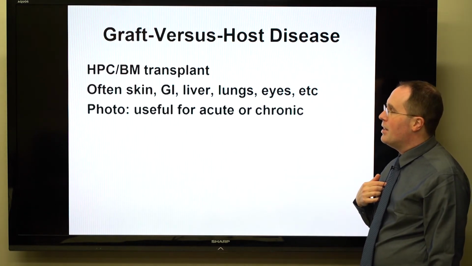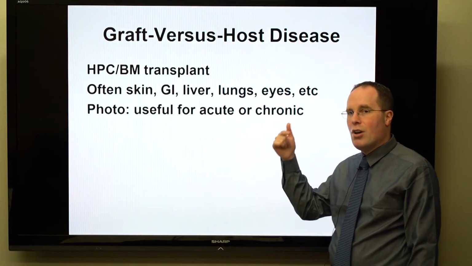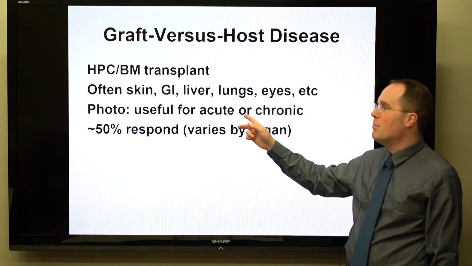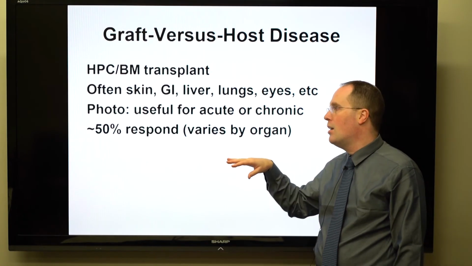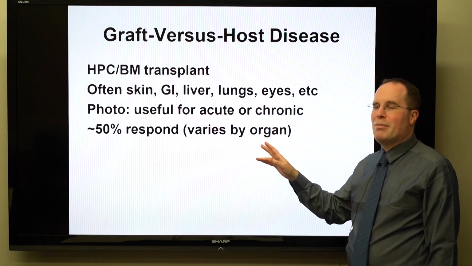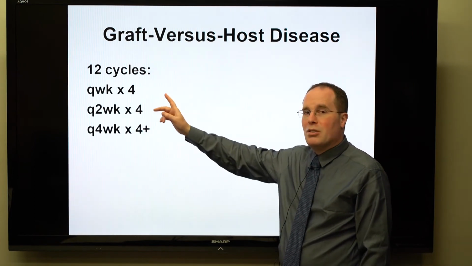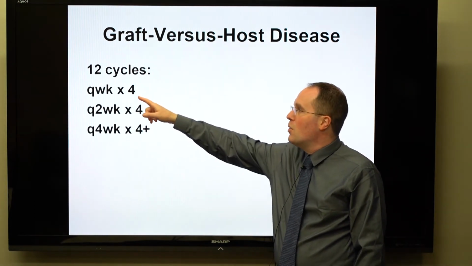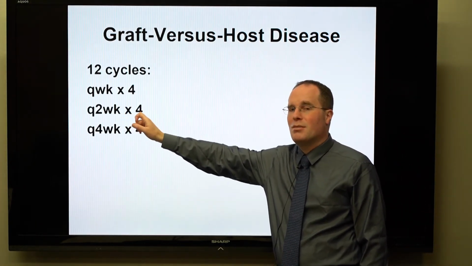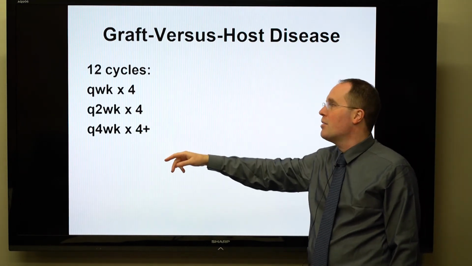And what we do is useful either for acute graft versus host disease, but we most commonly use it in chronic graft versus host disease. But it could be effective in either circumstance, both before day 100 and after day 100. And about 50%, this is a very rough response rate, and it varies widely by organ system. Typical schedule is we're going to do one cycle, 2 days of photopheresis each week for 4 weeks, and then after that, every 2 weeks for 4 cycles, and then every month for 4 cycles.